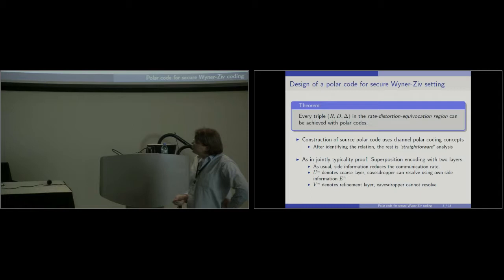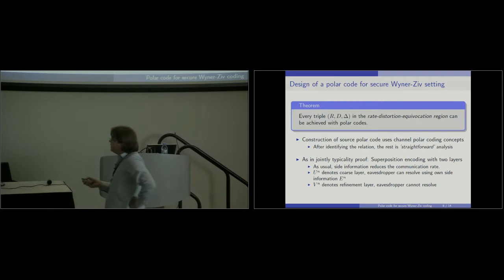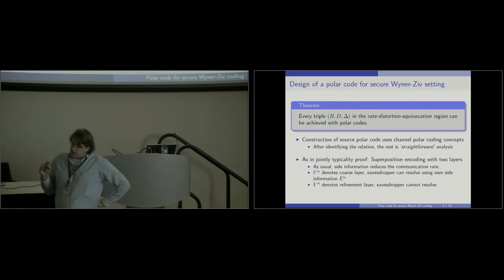So let's have a look a little bit more at it. The construction follows the joint typicality proof. Again, it is a superposition encoding with two layers. The side information at the receiver allows us to reduce the communication rate, which is the binning effect. The U^N is the coarse layer. It turns out in this setting that the eavesdropper is able to resolve this codeword with its own side information E^N, and V^N is the refinement layer, which is not going to be resolvable by the eavesdropper.